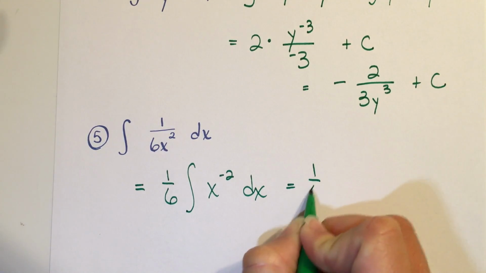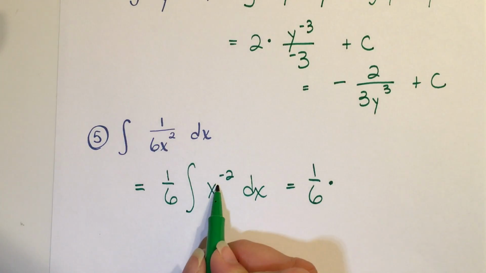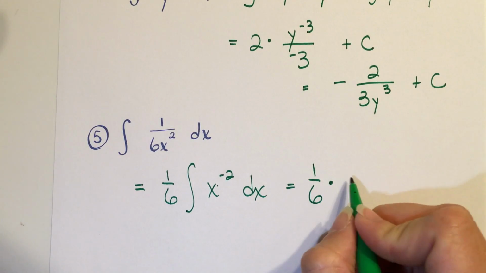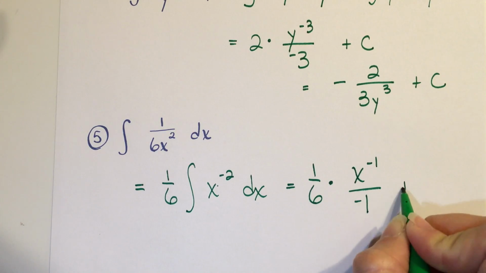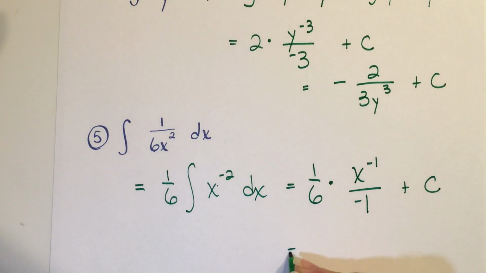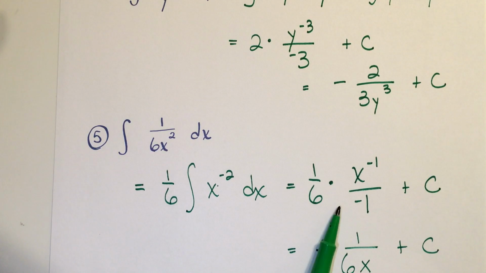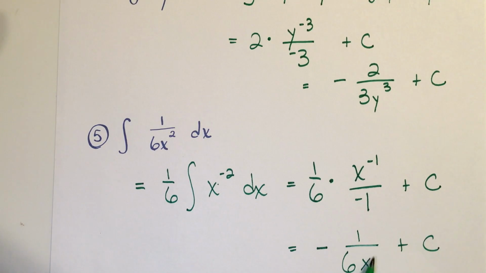So we have 1/6 times, and using our power rule, we're going to increase our power by 1 and divide by that power plus c. So simplifying this, I could rewrite this as just negative 1 over 6x. Of course, your 6 stays in your denominator, but you're going to move this to your denominator so that you'll have a positive exponent.